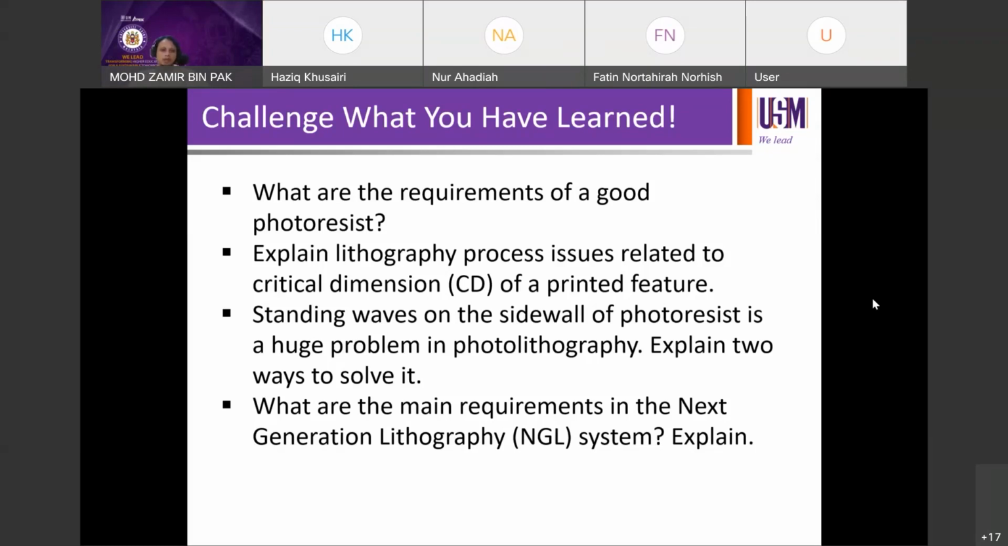Right, standing wave on the sidewall. Already discussed. Standing wave on the sidewall of photoresist is a huge problem. How do we solve it? Two solutions. Solution number one, how do we solve standing wave? We just learned this last week, right? So what is solution number one? What could you do to solve the ridges? You can write down, you can unmute yourself.